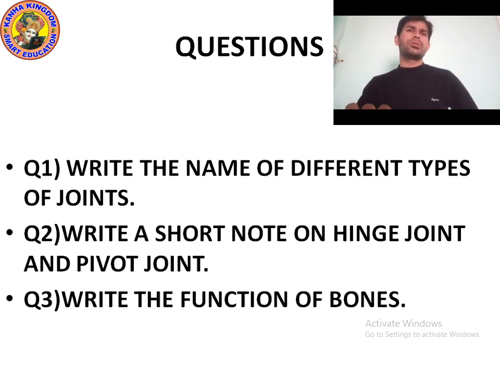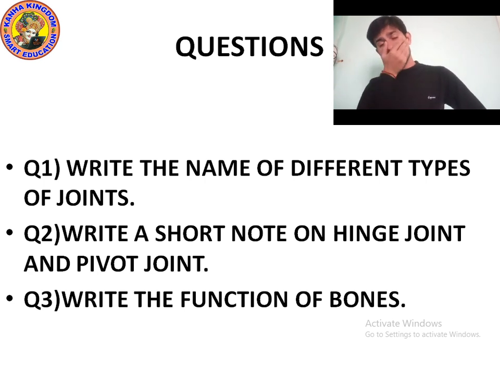Next question, question number 2: write a short note on hinge joint and pivot joint. So what is pivot joint? Pivot joint allows for a rotation which can be external or internal. This joint enables us to move our head up, down, right, left, and is present in our neck, which allows us to rotate our neck. So that was all about pivot joint.